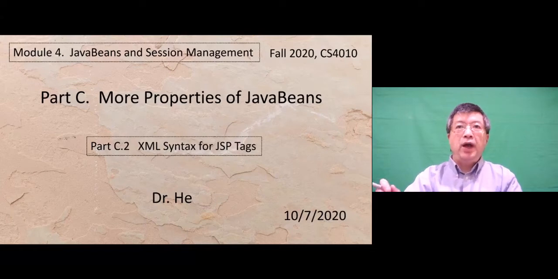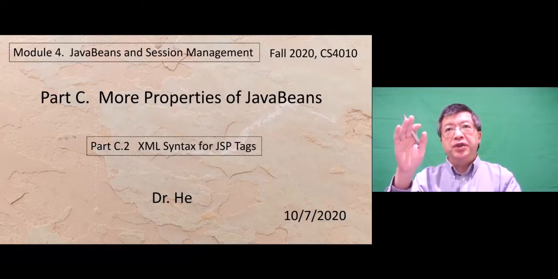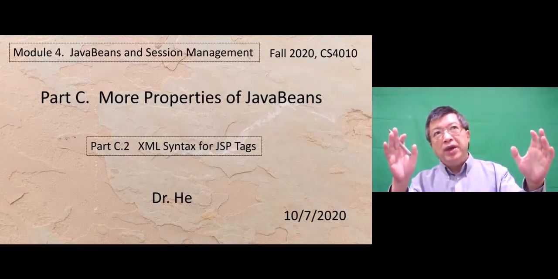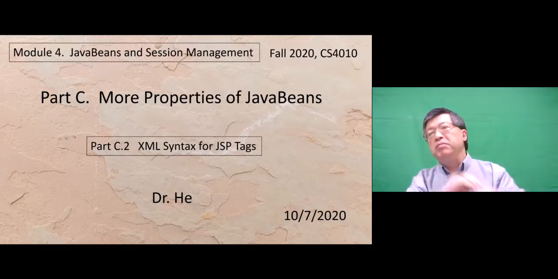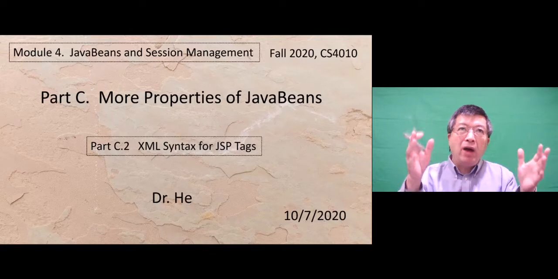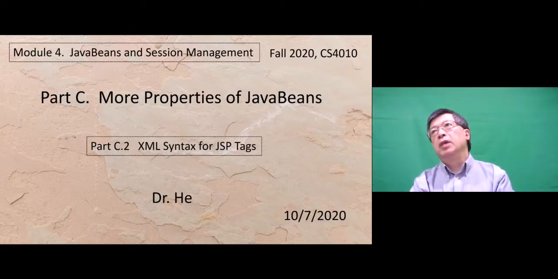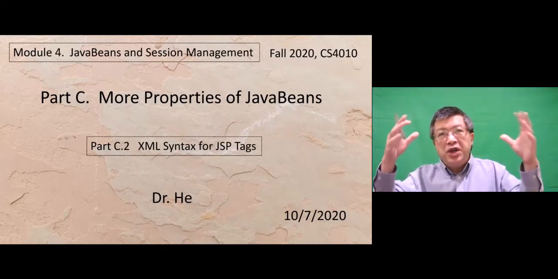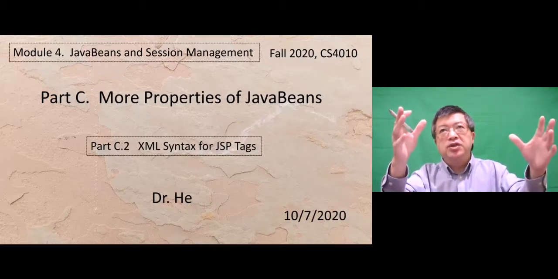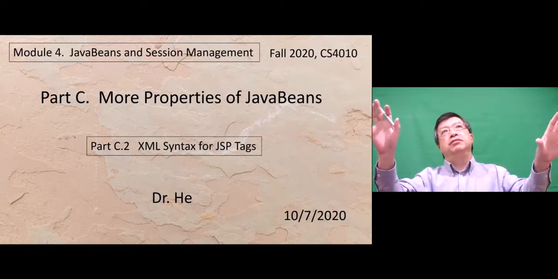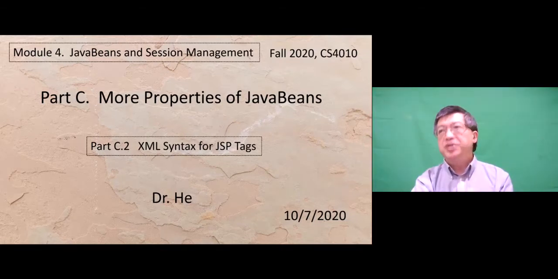Part C.2, XML syntax for JSP tags. For this part, when we use Java Beans, there is a special part we may need to consider. So that is the XML syntax. So why XML syntax? We try to make the way we use the JSP Beans follow XML style syntax rules. Why is that?